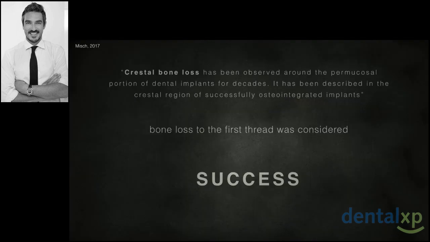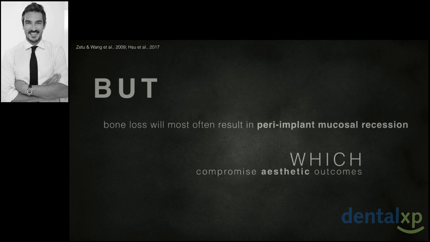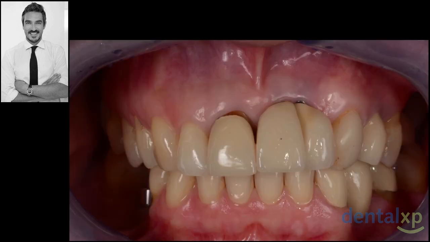So crestal bone loss has been observed around the perimucosal portion of dental implants for decades. It has been described in the crestal region of successfully osseointegrated implants. So bone loss to the first thread was considered success. However, bone loss will most often result in peri-implant mucosal recession, which of course will in return affect the aesthetic outcome.